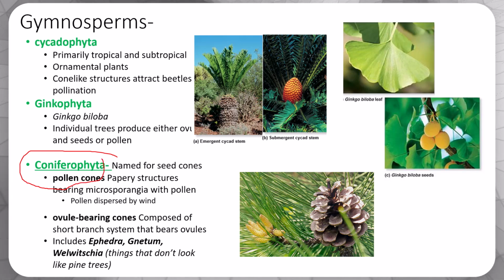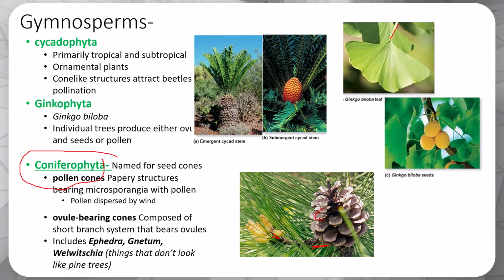So conifers are named for their seed cones, but they also have these papery pollen cones. So the small little pine cones don't grow up one day to become the big woody cone. This woodier looking cone is the seed cone, and this papery cone is a pollen cone. There's some genuses of Coniferophyta though that don't look anything like pine trees, like Ephedra, Gnetum, and Welwitschia. So if you ever take a botany class, don't be like, oh, only pine trees are conifers.